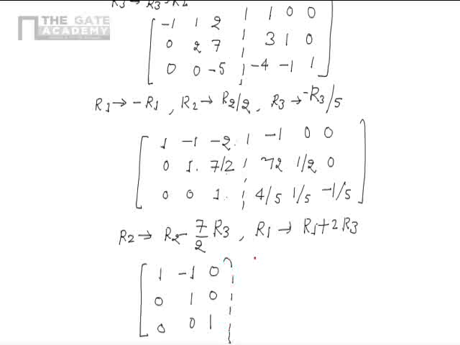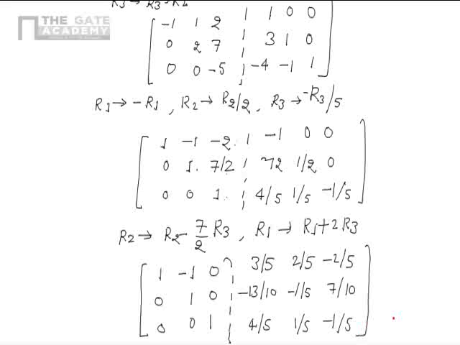And similarly, if I apply the operation on the right hand side, we can do this calculation. This is 3 by 5, 2 by 5, minus 2 by 5, minus 13 by 10, minus 1 by 5, 7 by 10, 4 by 5, 1 by 5, minus 1.